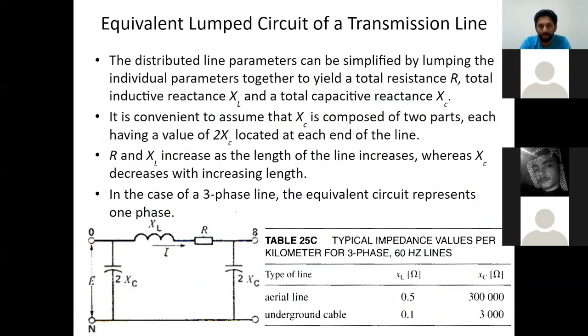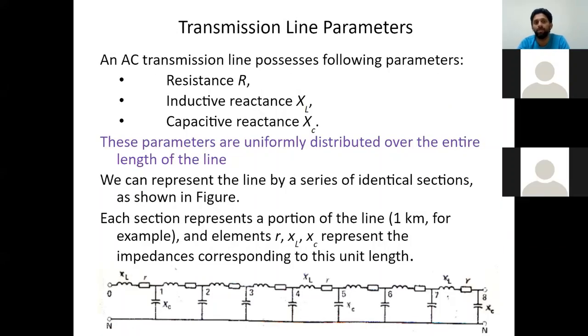Okay, before we go for design, we have to talk about what the transmission line parameters are. That is simply the equivalent circuit of a transmission line. This we discussed even last class. So there are three important parameters: resistance, inductance or inductive reactance, and then capacitive reactance. These parameters, unlike in motors or transformers, are not concentrated at one point. They are distributed throughout the length.